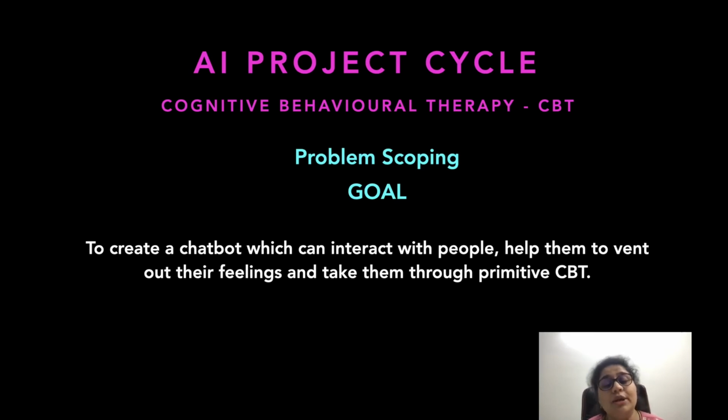So what do we do? How do we enable the machine? Whenever we enable the machine which can interact with the people in general, this kind of scenario we call that as chatbot. So what are we trying to do? Or rather, how do we define the goal? That is where we said we'll create a chatbot which will interact with the people to help them to vent out their feelings and take them through primitive CBT. So this anonymous thing, or this chatbot, is giving them primitive CBT, right? So I hope goal is very clear now.